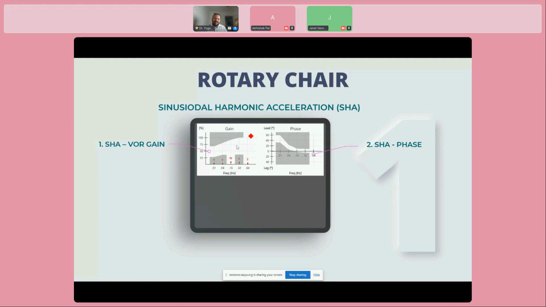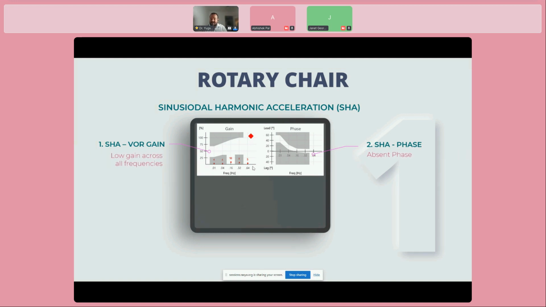So the rotary chair gives two important pieces of information. One, the gain. If the gain is normal, meaning that if I'm turning my head, the eyes go the opposite way within the same distance that the head moves. So in here, the gain is low, meaning that if the head is moving to the left, the eyes are supposed to move to the right, but it is not moving. It's actually almost coming with the head. That indicates that there is an abnormal peripheral function. If it is a low gain, that indicates a peripheral function.